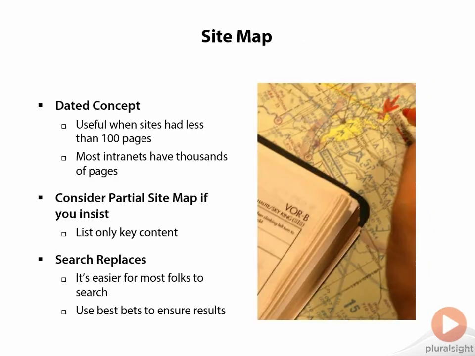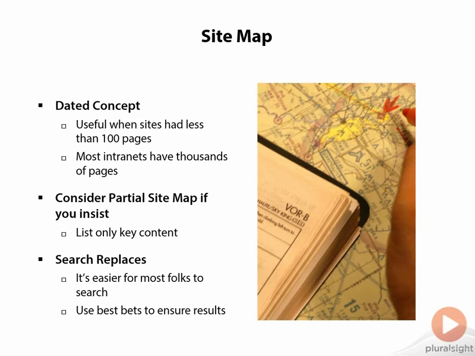So I want to talk just for a second about a sitemap. Some people are still using sitemaps, and the reality is they were built when sites had 100 pages. If you've got an intranet that you're building and you're trying to figure out an information architecture for it, you're going to have thousands and thousands and thousands of pages. Sitemaps are really not the best approach to trying to help people navigate. Working on search, working on your taxonomy, working on your navigation, those are the things that are really going to get you big bang for your buck.